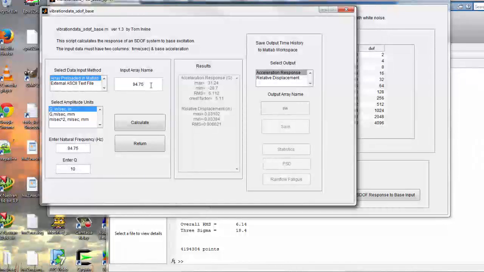So let's put in our natural frequency, which goes down here. It's already entered in. Q is equal to 10, and it's synth, so we don't put in a number, rather we put in the label of our array. And that's a synthesized time history with units of time in seconds and acceleration in g. Let's calculate our response here.